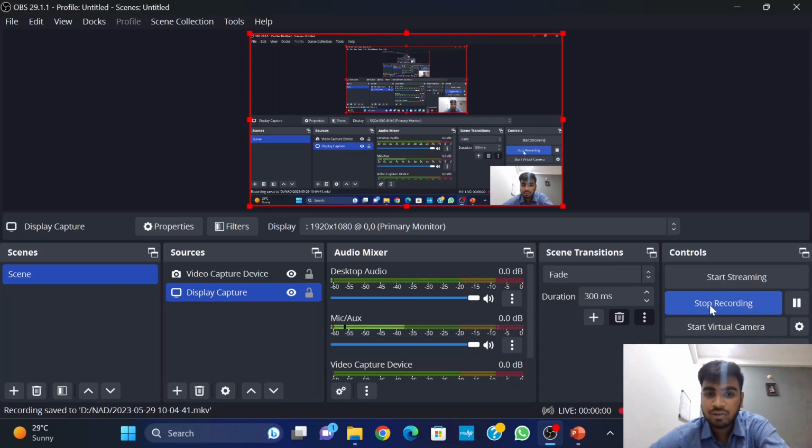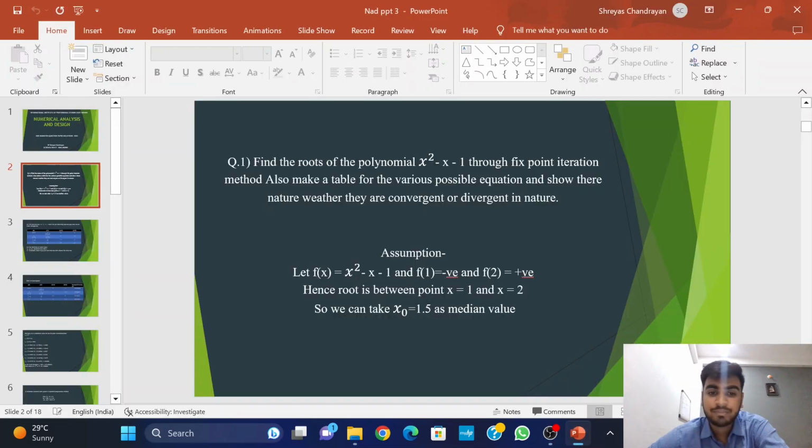In this video, we will solve a question paper of an exam. So, the first question was, find the roots of the polynomial x square minus x minus 1 through fixed point iteration method. Also make a table for various possible equations and show their nature, whether they are convergent or divergent in nature.